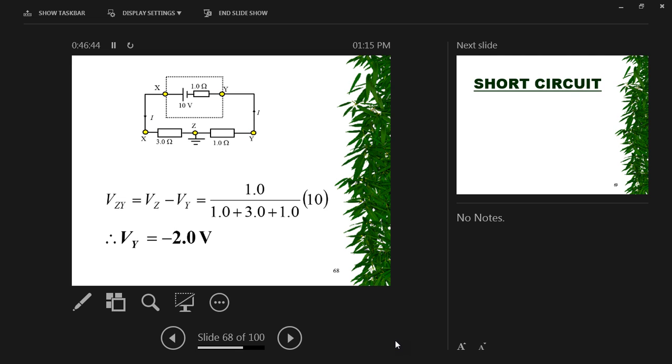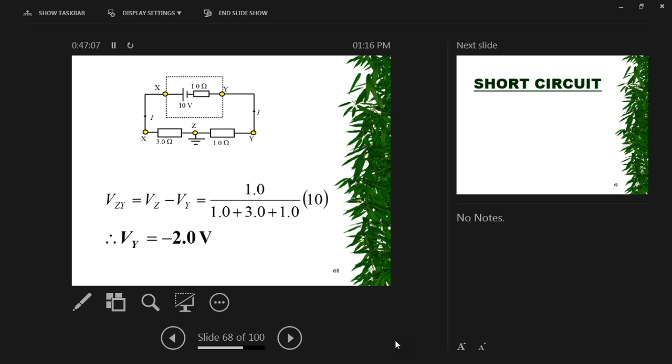So Vzy is Vz minus Vy, which means that Vy must be negative 2. So Vy is negative 2 volts here. So does this mean current flows from this side of the battery into Y and then back into the Earth? Is that what it means? Do you think that's what it means?